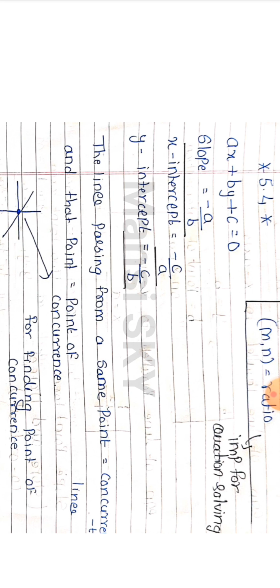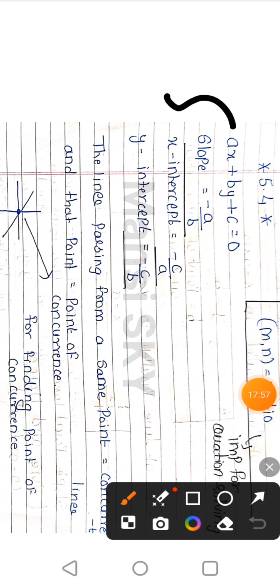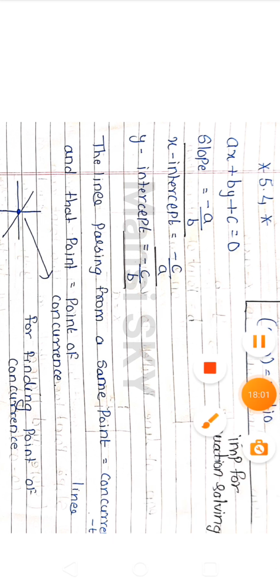Then the slope. How to find the slope with these coefficients? The formula for finding the slope is minus a upon b. In this way we can find the slope.